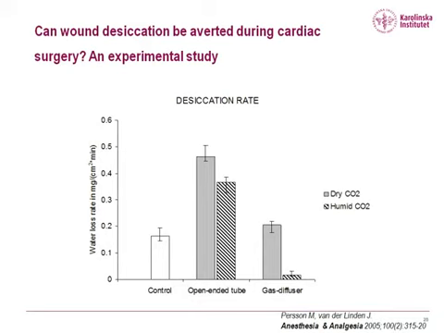And we looked at the desiccation rate, which is the water loss rate in milligram per square centimeter times minute. This is the control. When we used an open-ended tube, there was turbulence, and thus we got a higher desiccation rate. And with dry CO2, there was no significant difference versus the control. Whereas when we used humidified CO2, we could almost avert desiccation.